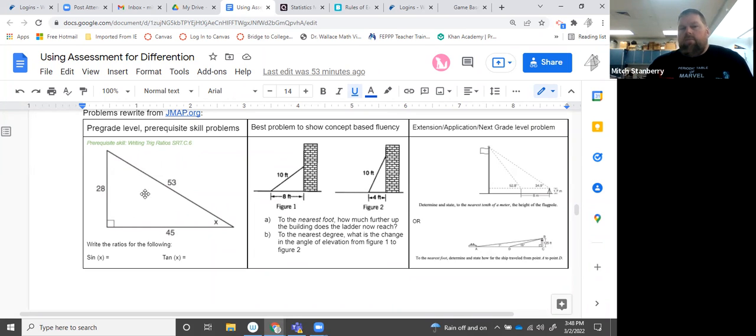It's just in the process, to me, of what it means to be fluent as a student with right triangle trig, this is the prerequisite skill. So again, I think that's kind of the magic piece.